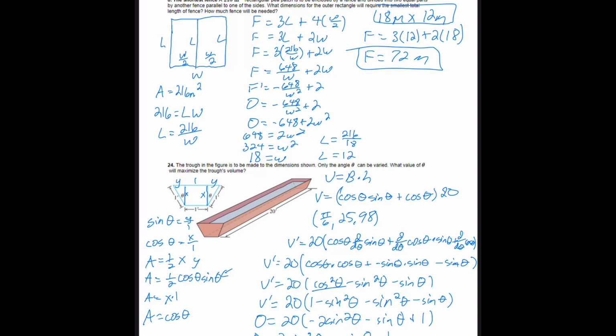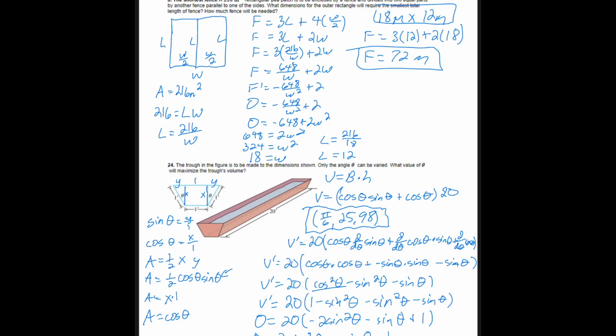And so we get sine theta equals either negative 1 or sine theta equals 1/2. And then that means theta either equals negative pi over 2, which is not in our domain, or theta equals pi over 6, which is exactly what we got when we plugged it into the calculator, when we graphed it. And so this is our answer.